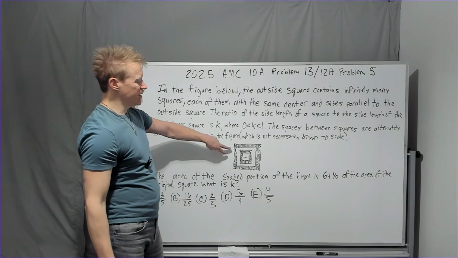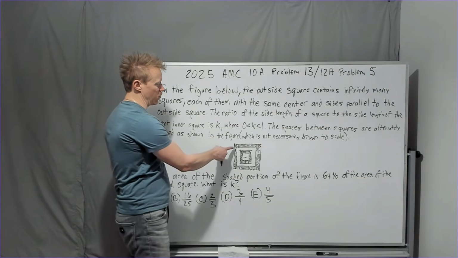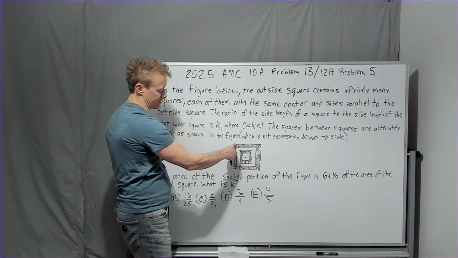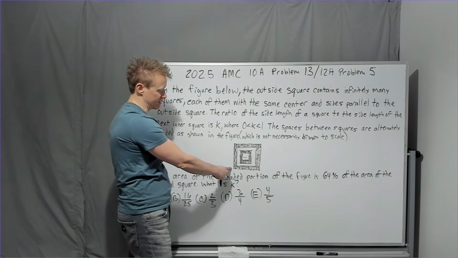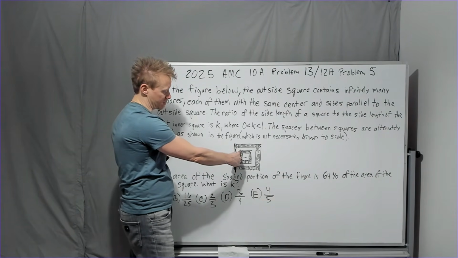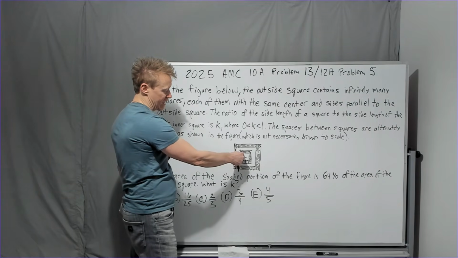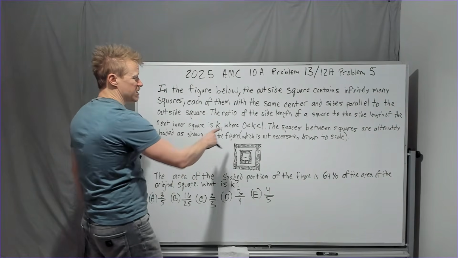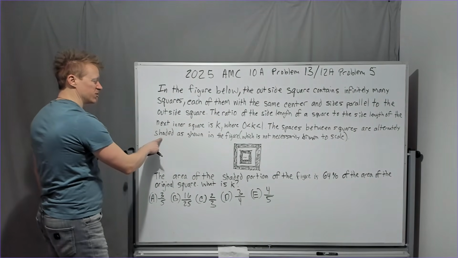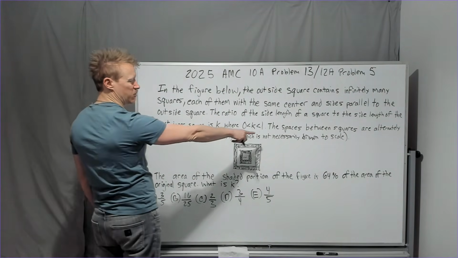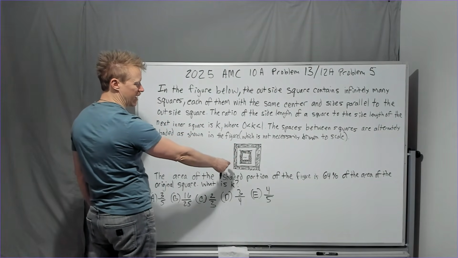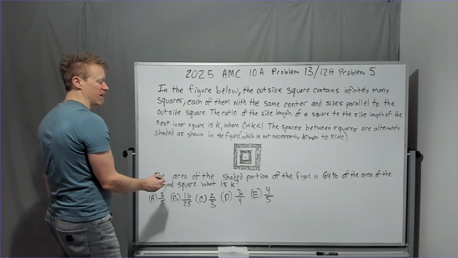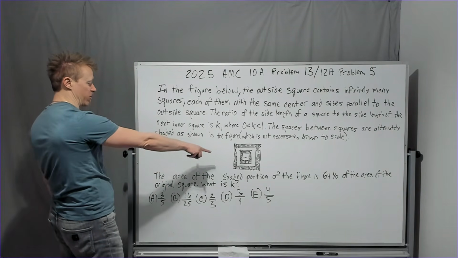Think about what that means. It means that as we go inside, this side length here is k times whatever this is. And this one is k squared times whatever this is. And this one is k cubed, and so on. The spaces between squares are alternately shaded as shown in the figure, which is not necessarily drawn to scale. I didn't put any more than this because it's too much space in there, but you kind of remember what the picture was.